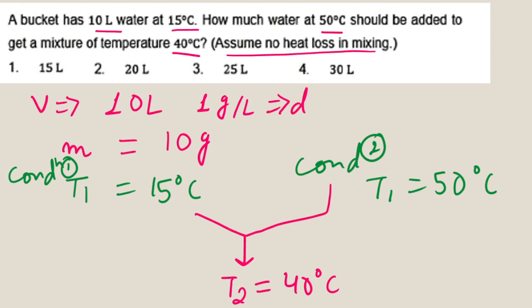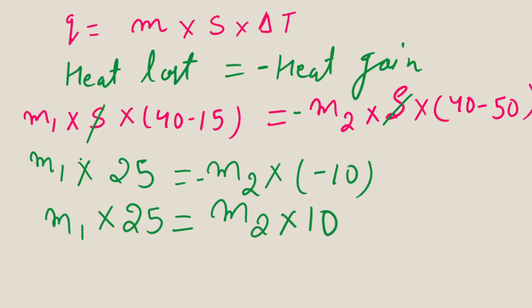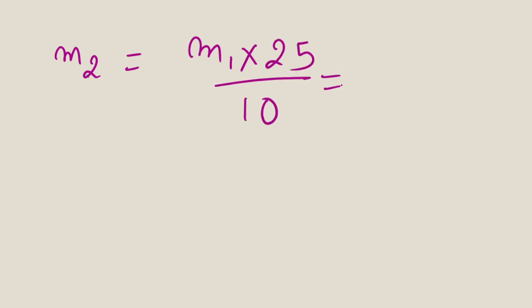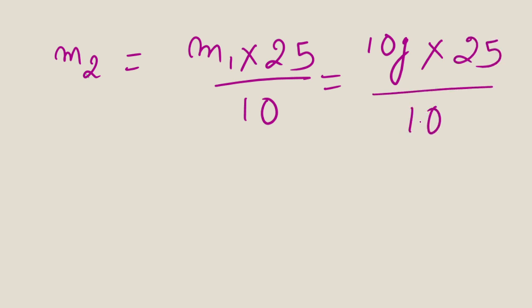Okay, now let's see what we need to calculate. We need to calculate how much water, the amount of water. So m1 is already there, we need to calculate m2, right? So m2 is equal to m1 into 25 by 10. m1 is 10 gram into 25 by 10.